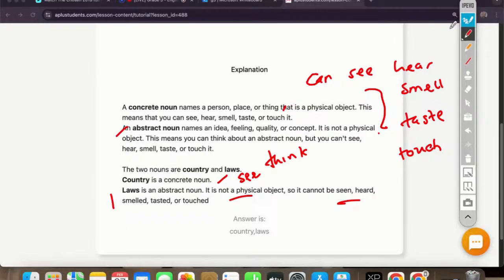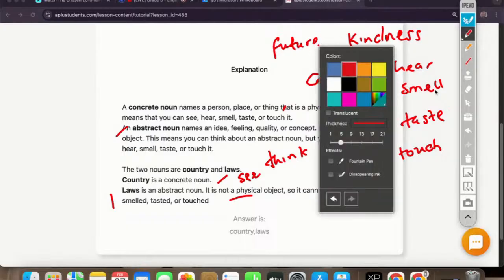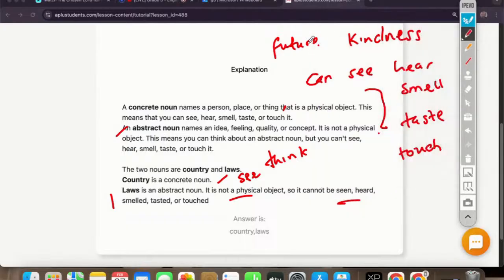For instance, kindness is an abstract noun because you cannot see it. Okay, it is not a physical object. You can only think about it, but you cannot see. Even future, it's an abstract noun. Okay, you can only think about it, but you cannot see the future. Okay, like you can't see it. It's not physical, but you can think about it.